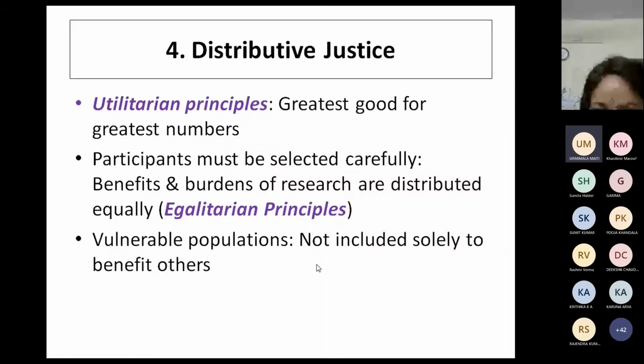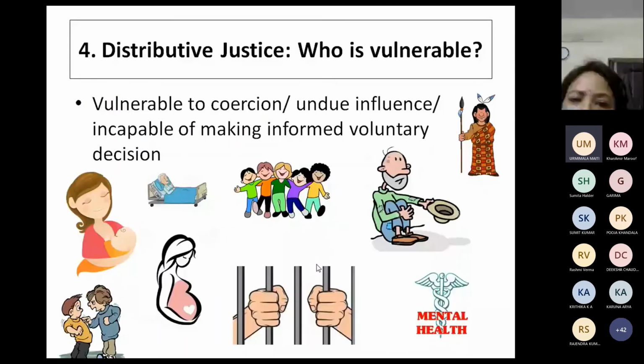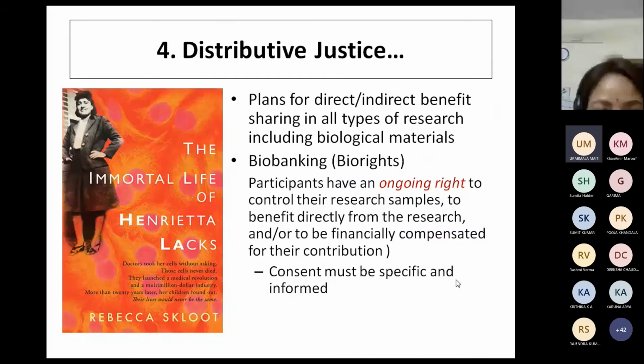So this, as you can see here in these cartoons, these are the vulnerable people who can be easily made to participate in a research work under influence, where they are basically incapable of making informed voluntary decisions for themselves, right? So you should have plans for any direct or indirect benefit sharing in all types of research, including biological materials.